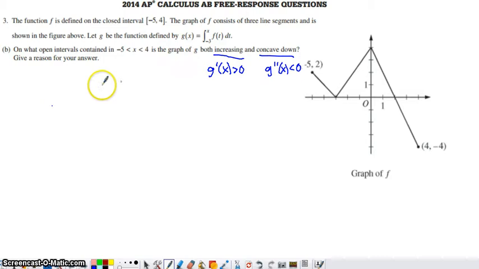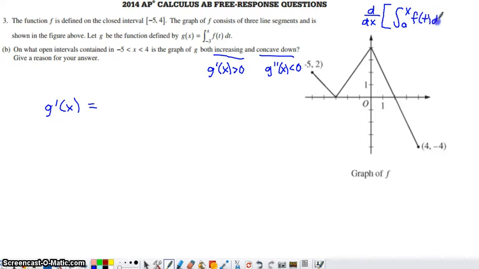Now before we can find those, we're going to need to find g prime and g double prime. So g of x is written right here, and to find g prime of x, we can use the second part of the fundamental theorem of calculus. If you remember that as a derivative formula, it says to take the derivative with respect to x of a definite integral where x is the upper limit of integration.